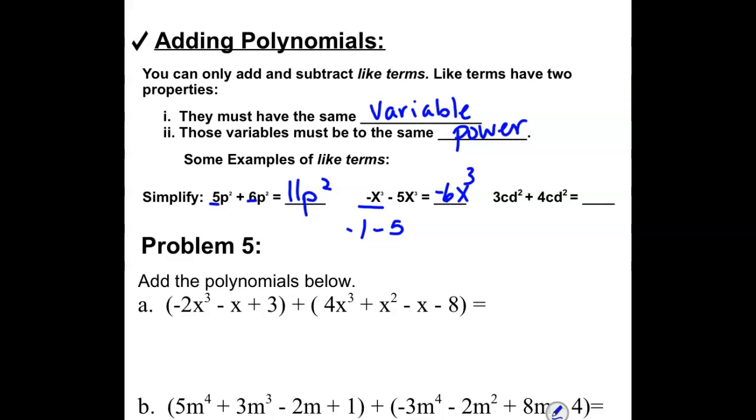All right. How about this? Does the variable part match? And the powers. The first one says we have CD squared. The next one is another CD squared, right? So they're like terms. All we have to do is add the 3 and the 4. So we have 7 of these CD squareds. Okay?